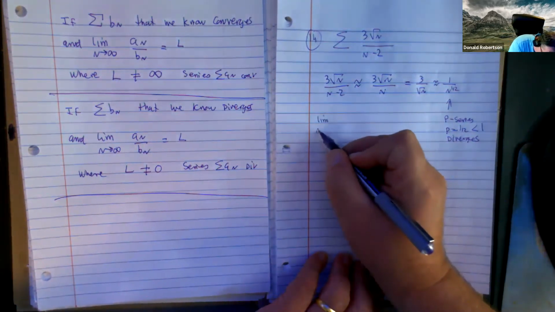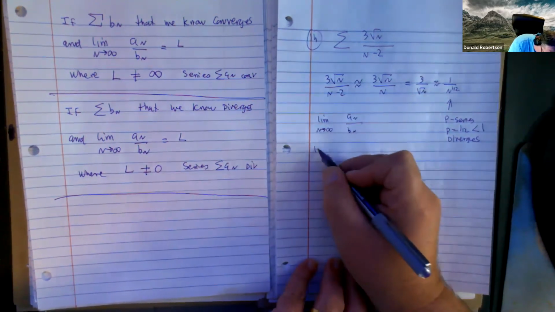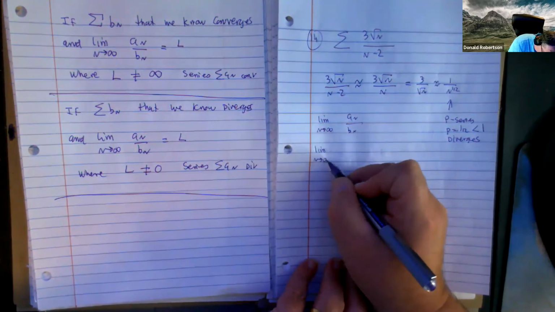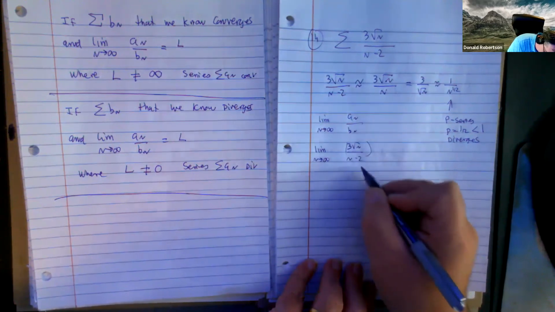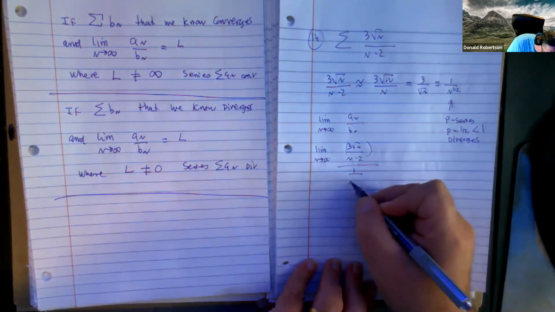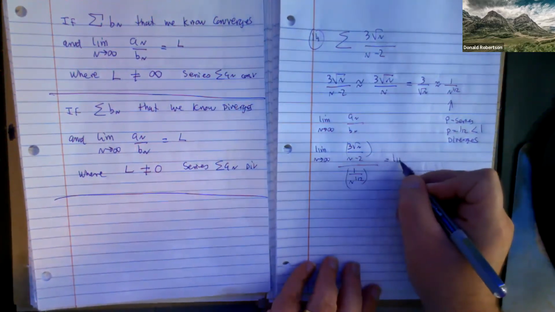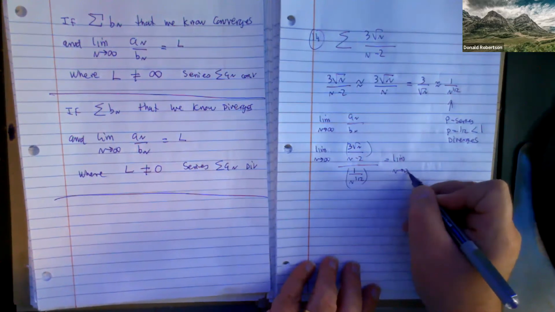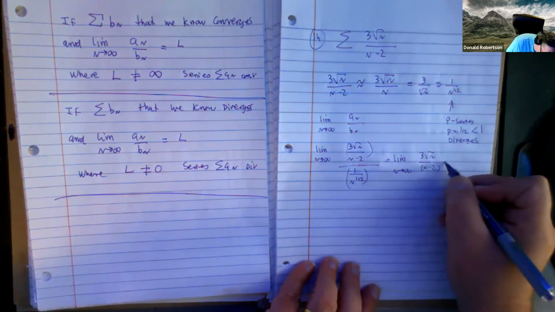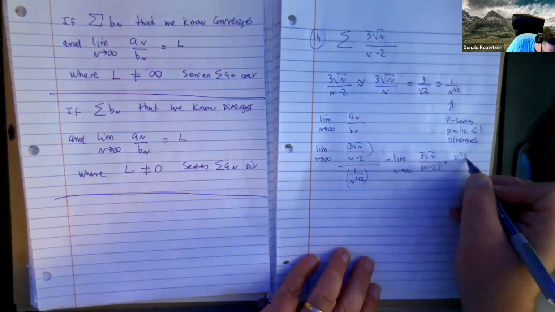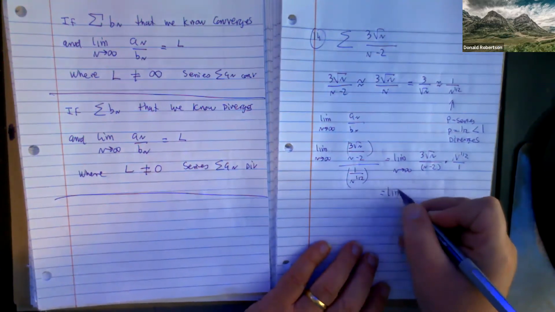So I'll try the limit as n tends to infinity of an over bn. It's going to be the limit as n tends to infinity of the original, that's this guy, divided by 1 over n to the half. So it's going to be the limit as n tends to infinity of the top fraction times the reciprocal. And I've just realized that I better do something.